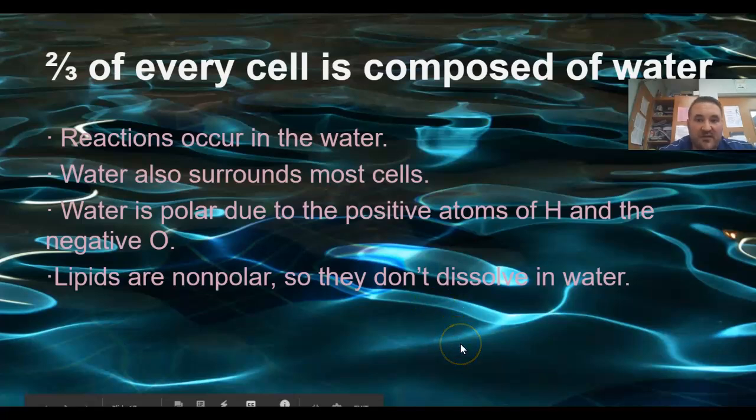Two-thirds of every cell is made of water. Water is polar due to its positive hydrogens and negative oxygen. Lipids are nonpolar. They don't have the positives and negatives. So lipids repel polar molecules.